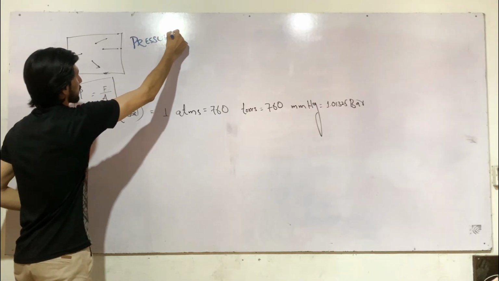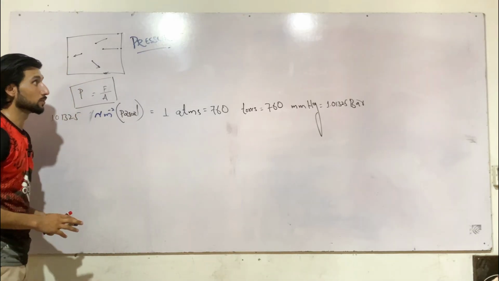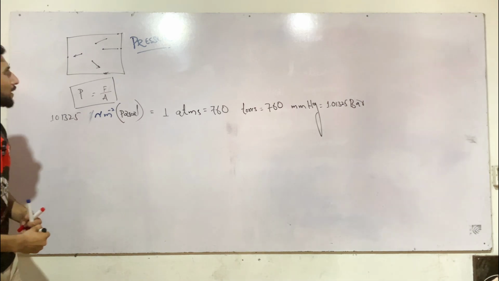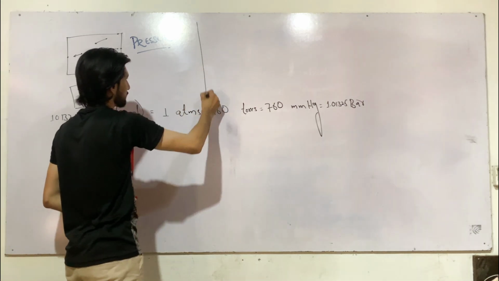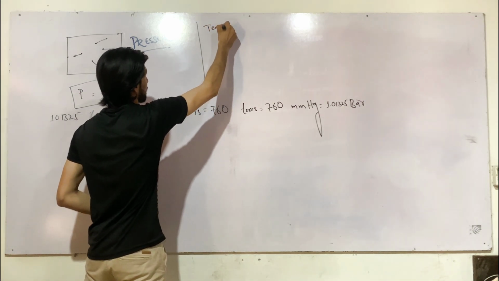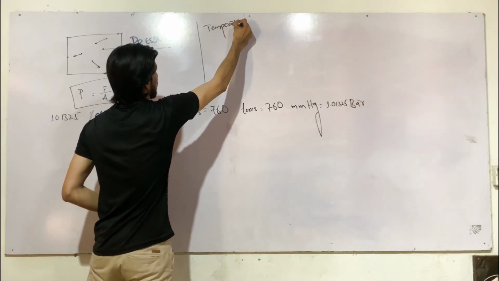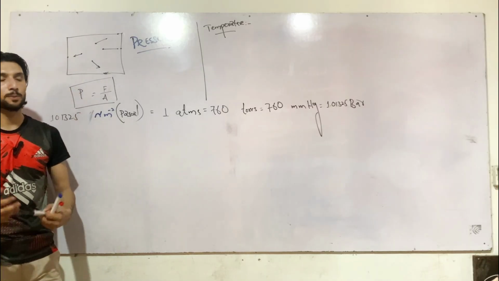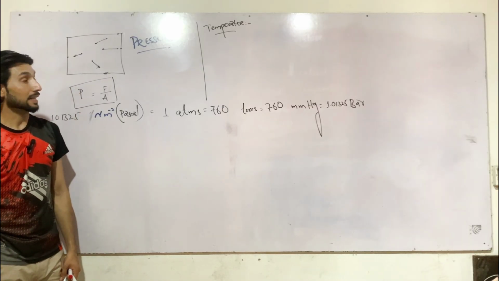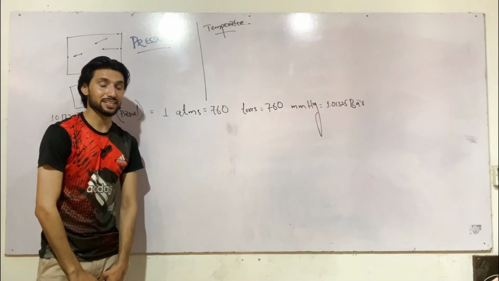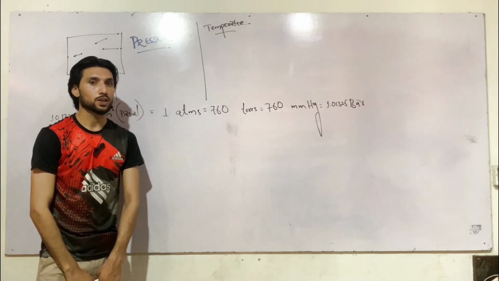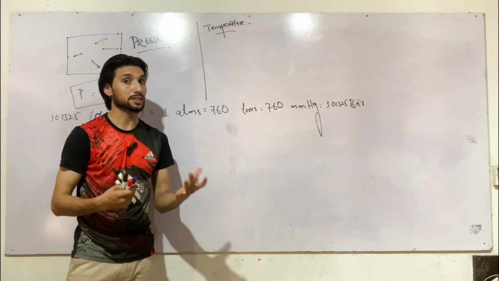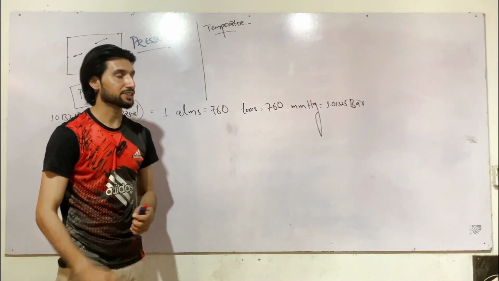We now know the concept of pressure and the units of pressure. Now we will go forward and discuss temperature. What is temperature? We said the degree of hotness or coldness of a body is called temperature. It is also the average kinetic energy of the molecules. There is a direct relation between absolute temperature and the average kinetic energy of the molecules.